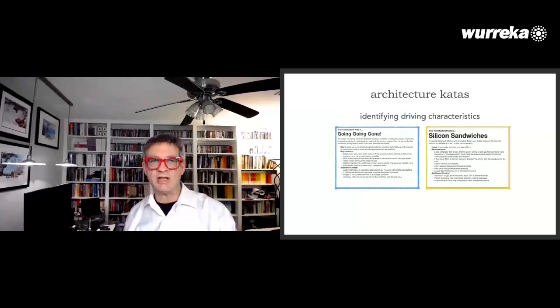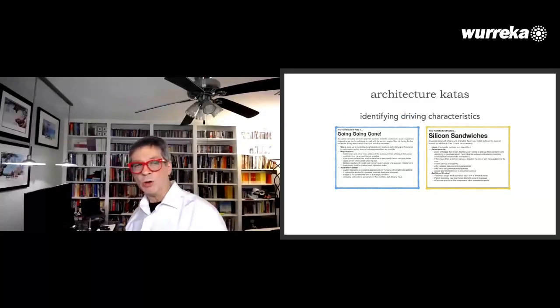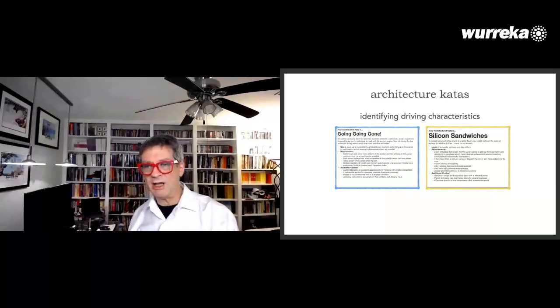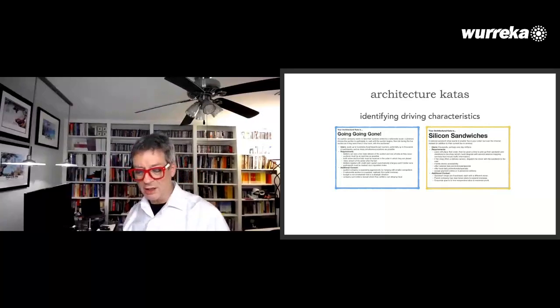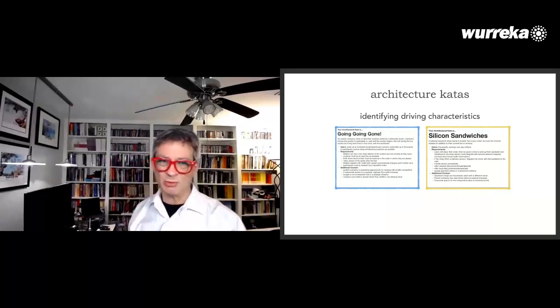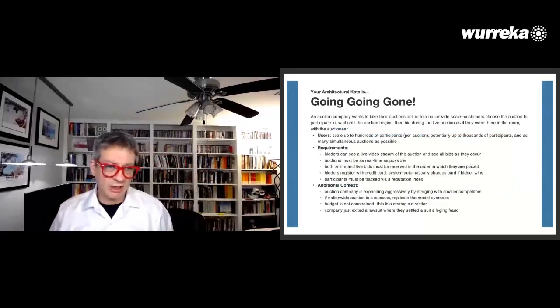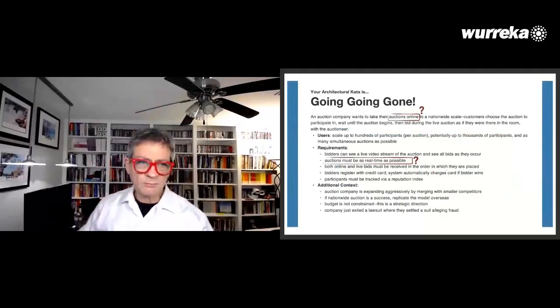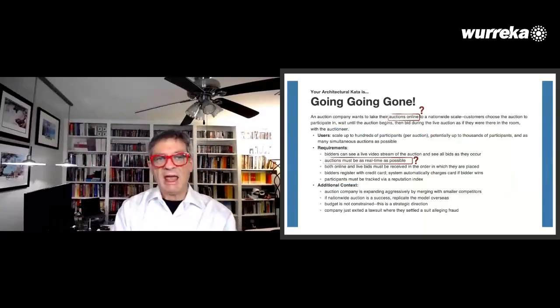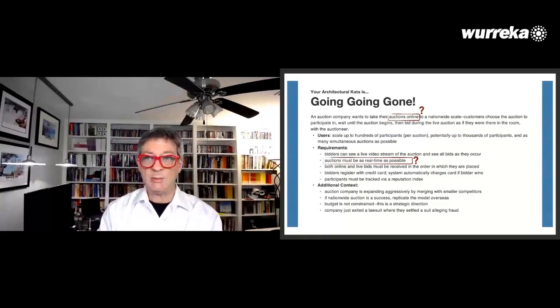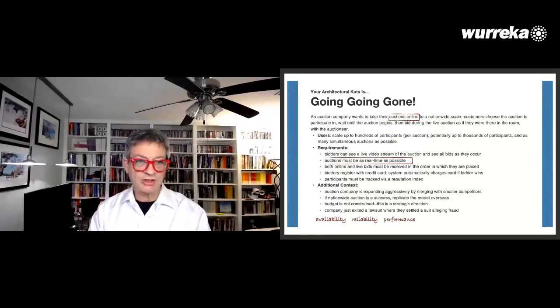So toward that goal, let's actually identify some driving architecture characteristics. We're only going to do Going, Going, Gone here. When Mark and I do the full-blown four-hour version of this on O'Reilly Online, we also do a simpler one called Silicon Sandwiches. So let's look at our friend Going, Going, Gone. The first thing we will notice here is this is an online auction, and we want these things to be as real time as possible. So that certainly suggests some of these operational kind of architecture characteristics.